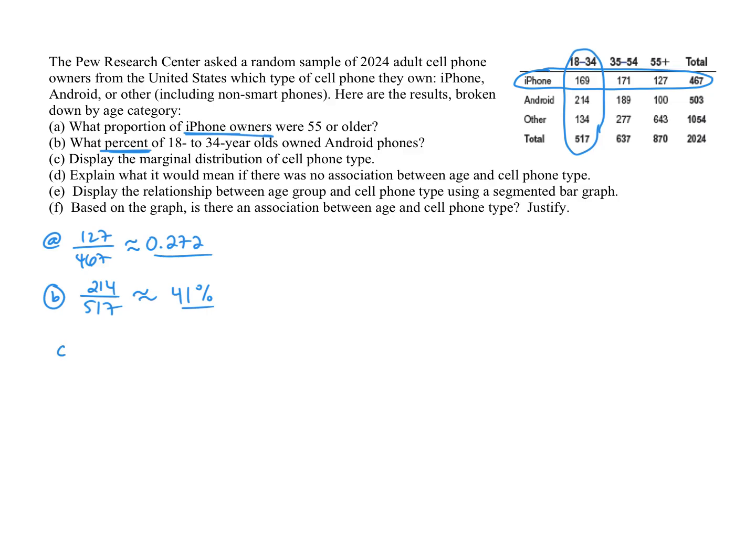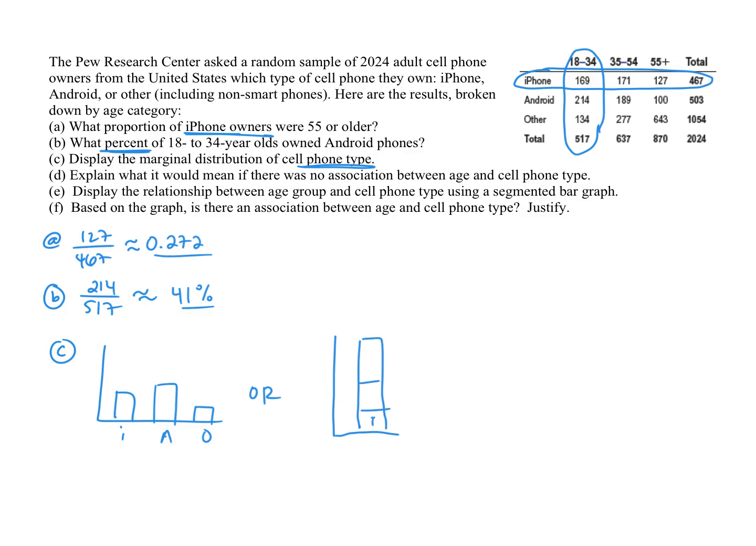Okay, the marginal distribution we're not going to do. But if we were going to, it says display the marginal distribution of cell phone type. What that means is all we care about is cell phone type. We don't care about the ages. So you could do it in two different ways. The first way is you could display the iPhone, Android, and other. So iPhone, Android, other. Of course, labels and numbers, and you would do it much better than I'm doing it right now. Or you could do it as a segmented bar chart. It would just be one bar, iPhone, Android, other. We're not doing that. You could, though.